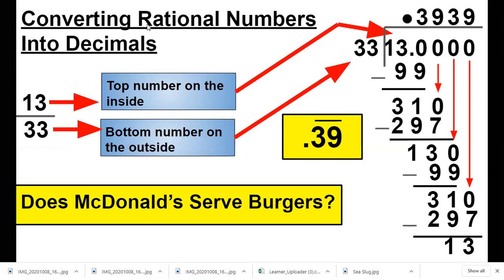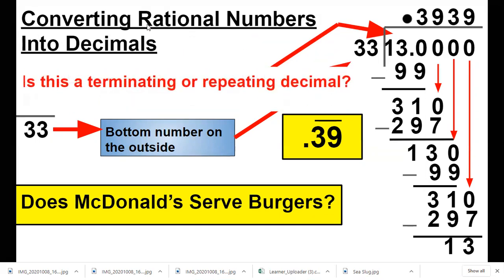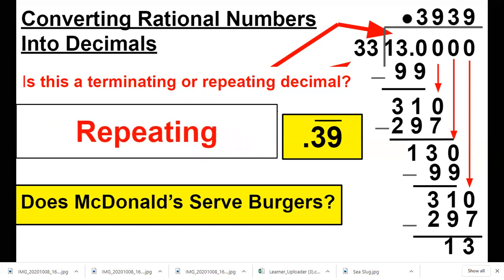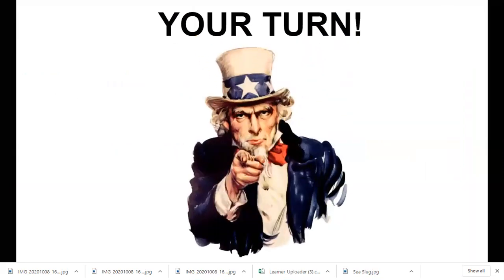Okay, pretty good so far? All right, see what happens. Is this a terminating or repeating decimal? Is it a terminating decimal? Does it end? No, it doesn't end. It goes on forever and ever. 39, 39, 39, 39. I could keep going on forever. So it is called a repeating decimal. Okay, you get to try long division. See you back in a minute.